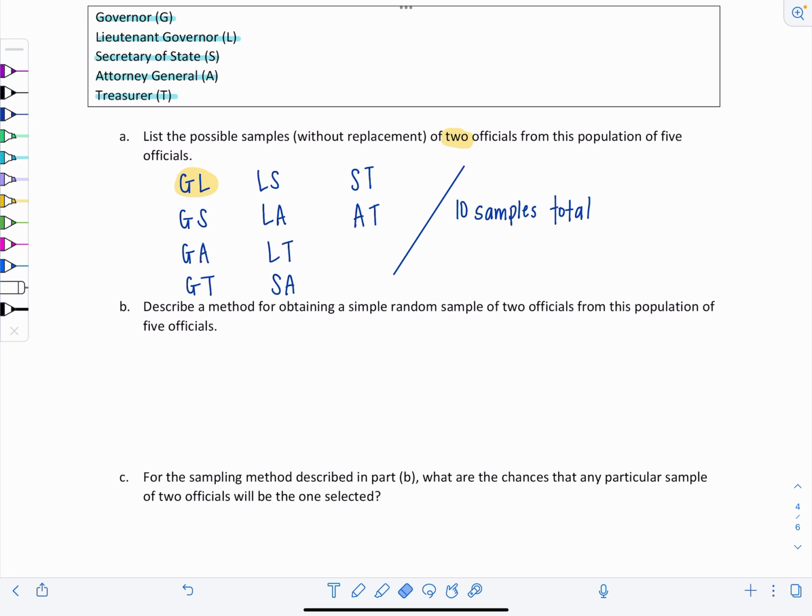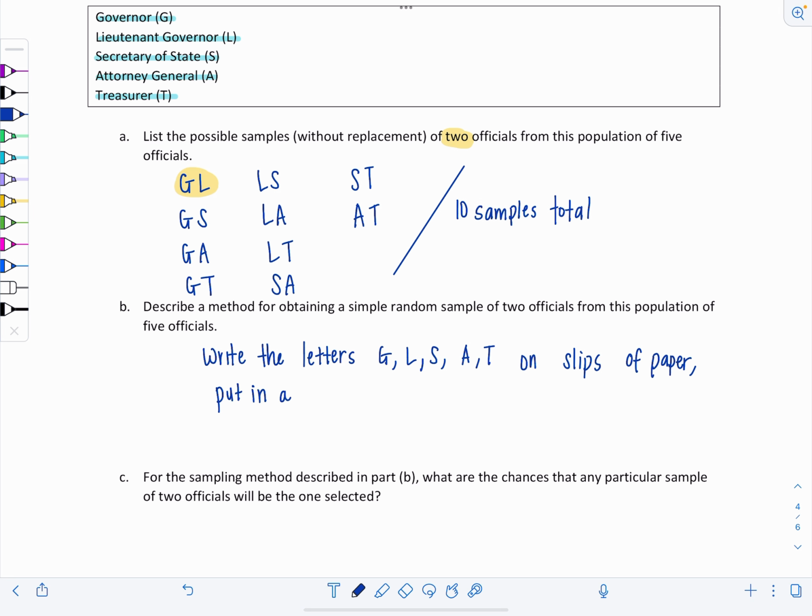I think the easiest thing maybe is just to write the letters, right? They gave us 5 letters. We could write them on little slips of paper maybe, G, L, S, A, and T on slips of paper. Put them in a bag or box or whatever. Shake it good. And then select 2 without looking, right? No peeking, no cheating, or replacing. All right. That's probably the best way.